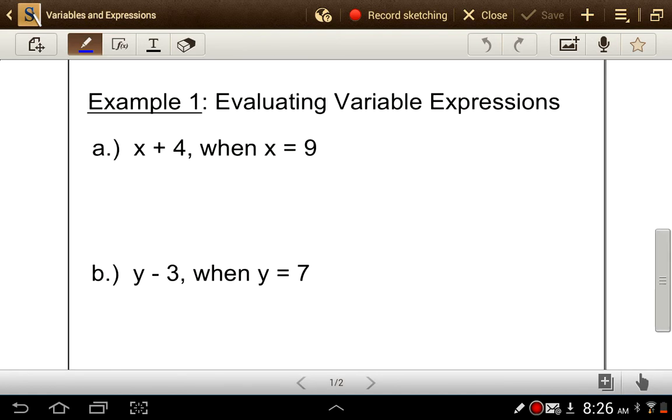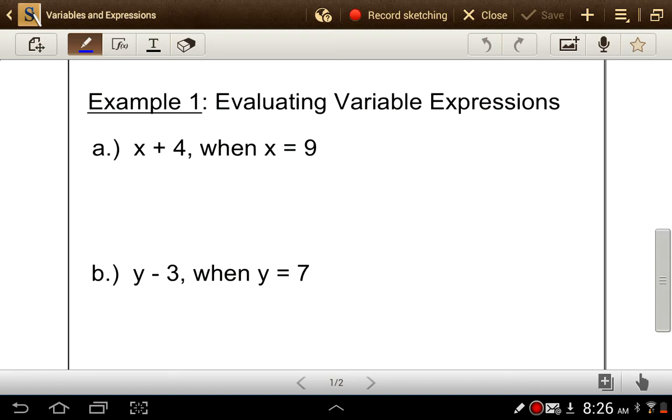Okay, our first example is evaluating variable expressions. So we're going to talk about evaluating these and what a variable expression is. So remember, a variable expression is an expression. An expression has an operation in it, and a variable expression has a variable in it as well. So x plus 4 is a variable expression because we have the x in there, and it's an expression because it just has an operation. Okay, no equal sign or anything like that. That makes it an equation with an equal sign. So this is just an expression.